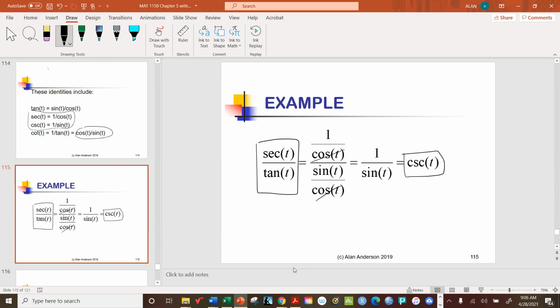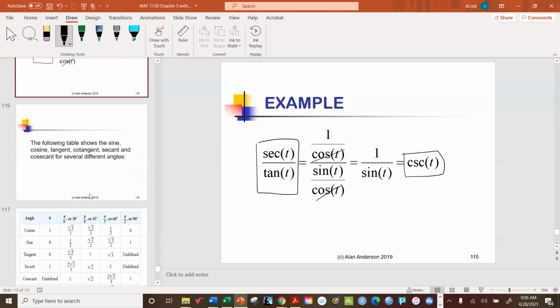It's just because we recognize that when we change these to other equivalent definitions, we sometimes can get cancellations and we can simplify it. So I think you'll agree that the cosecant is a little bit simpler than the secant over the tangent.